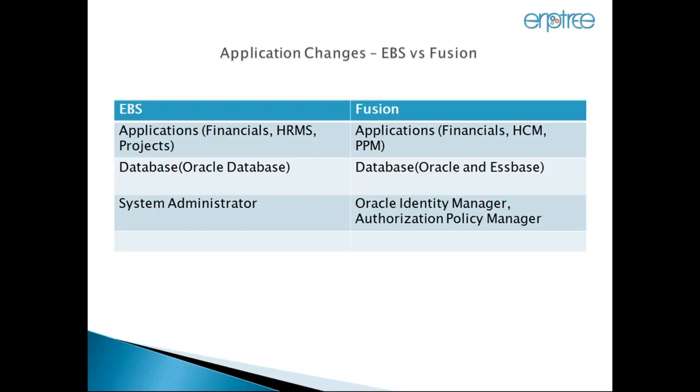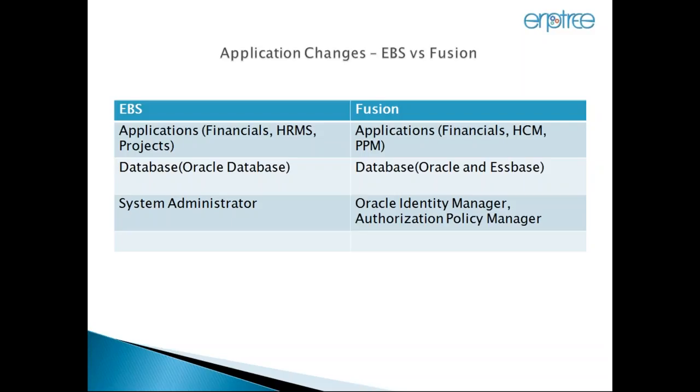So application-wise changes. What is that? The applications we have in EBS, and the way we call them in the Fusion applications. The financials is the same thing, we call it financials only. HRMS, now here it is HCM, and projects is project portfolio management, PPM, we call it. So the naming convention is different, but the same flexibility of configuring requirements and all those options we had are similarly available here.